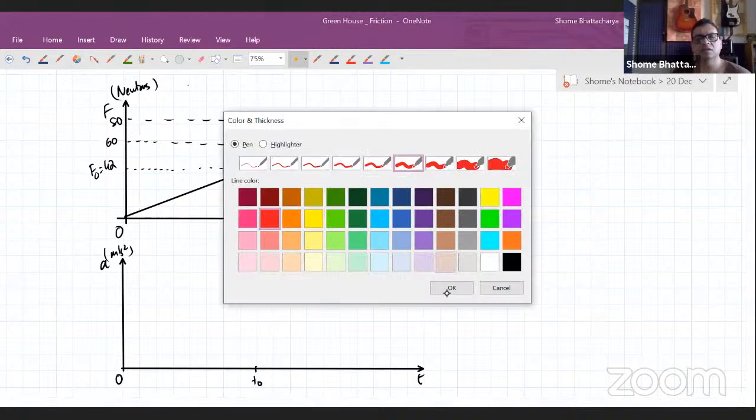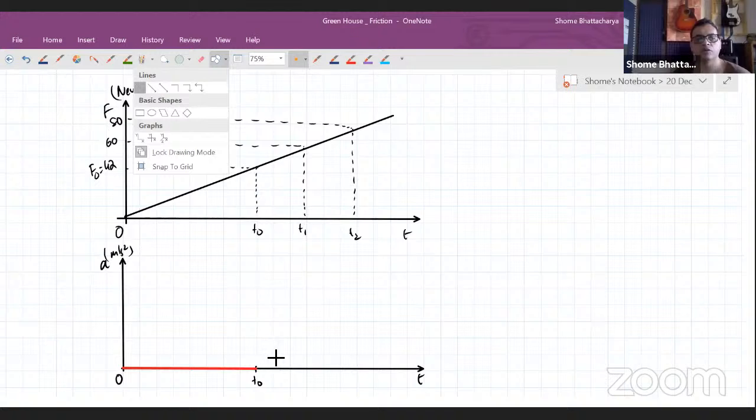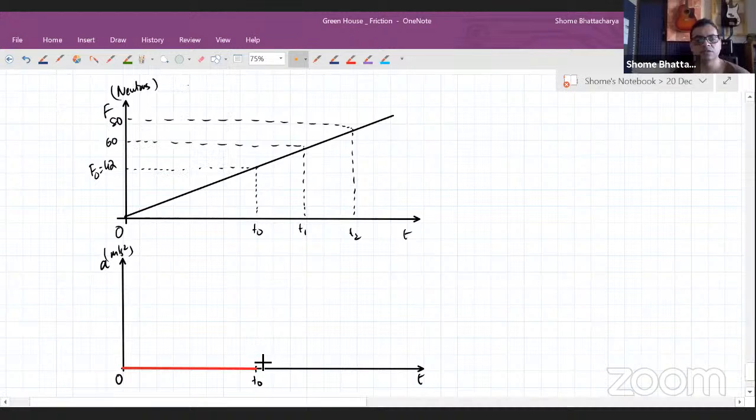Now, in this graph, what we will observe is that right up to t naught, the acceleration is 0 because the force is less than 42 newtons. Okay, but at the instant when the force becomes just greater than 42 newtons, the acceleration doesn't start from 0 because the friction changes from static to kinetic friction. So the friction suddenly drops from its value of 42 newtons to a value of 40 newtons.